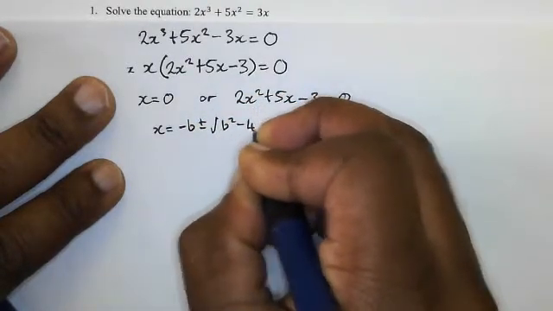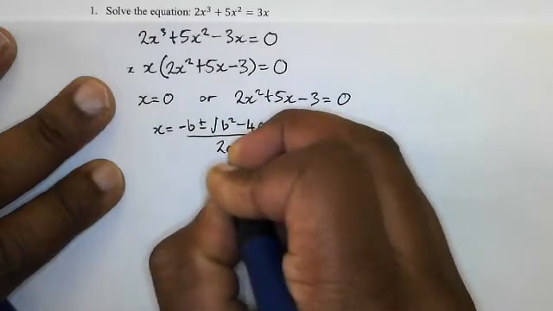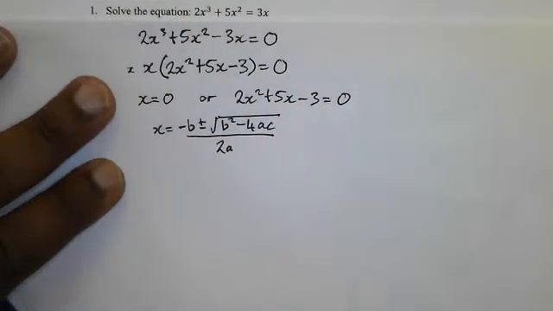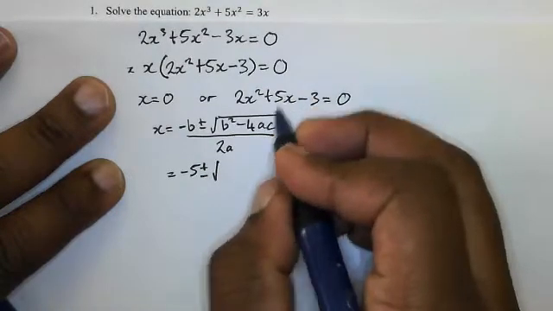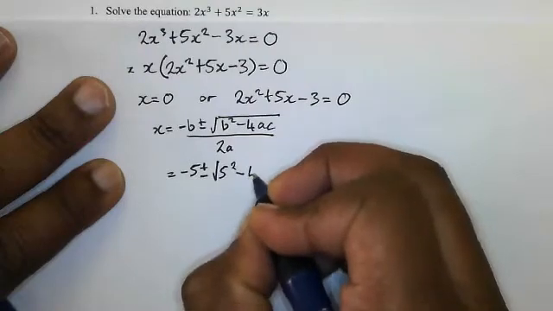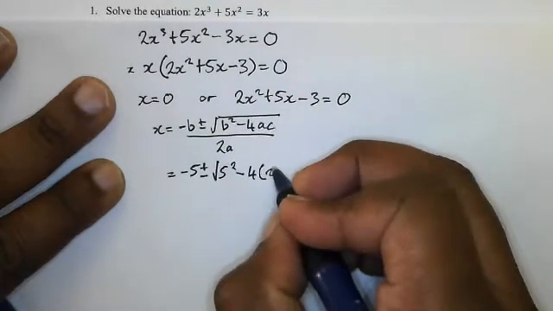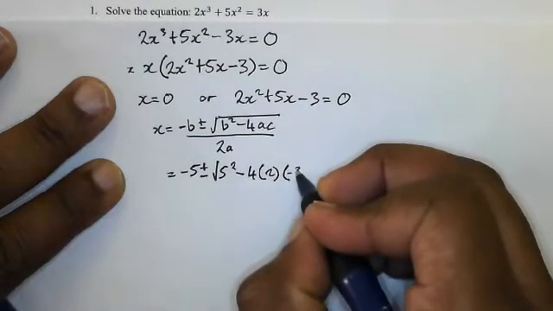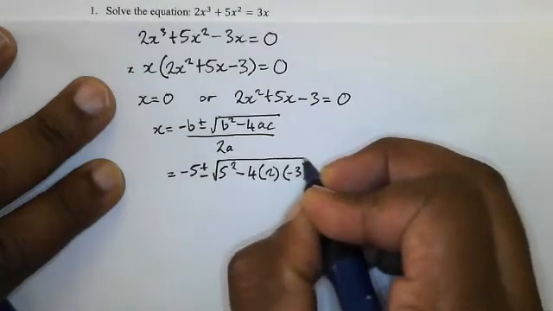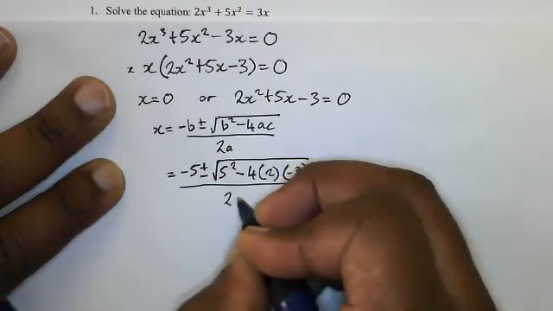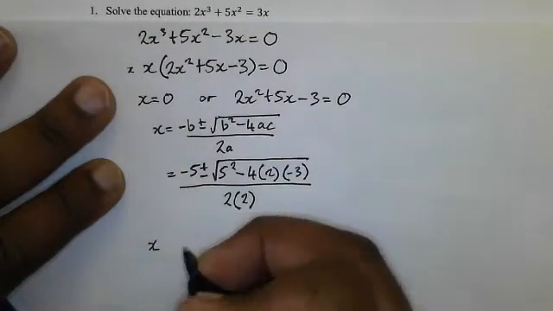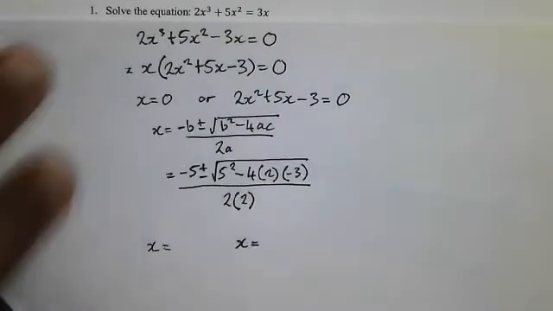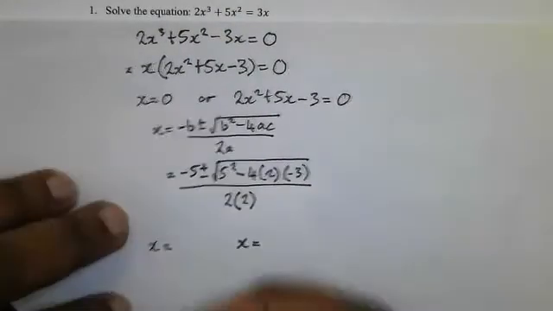I know you know this formula very, very well. And even if you forget it, it's there in the exam. So let's use that. That's negative of 5 plus or minus square root of b squared, so that's 5 squared minus 4 by our a there is 2 and our c there is negative 3 over 2 by our a is 2. This is just gonna do in the calculator because I'm sure by now you know how to do this.